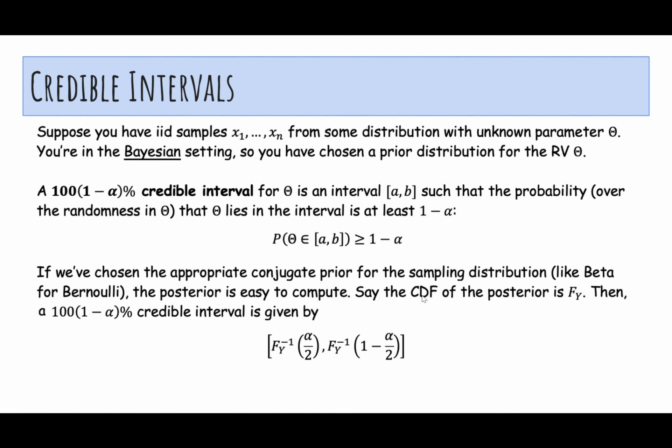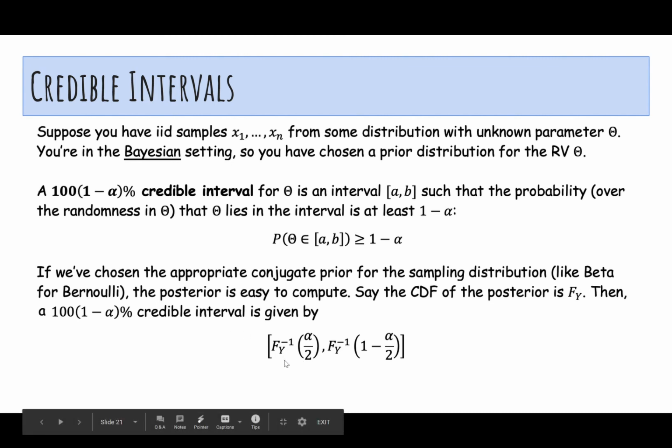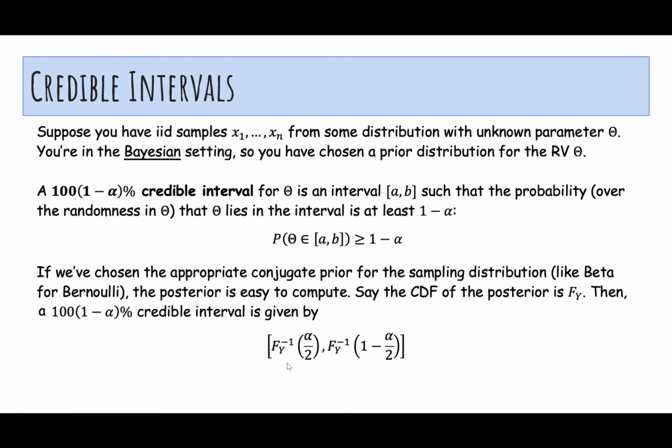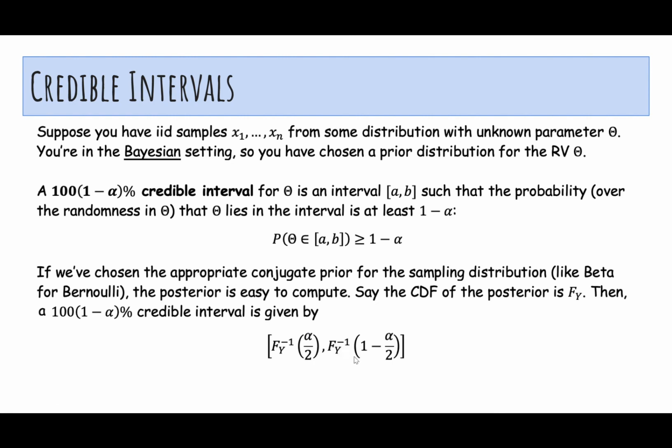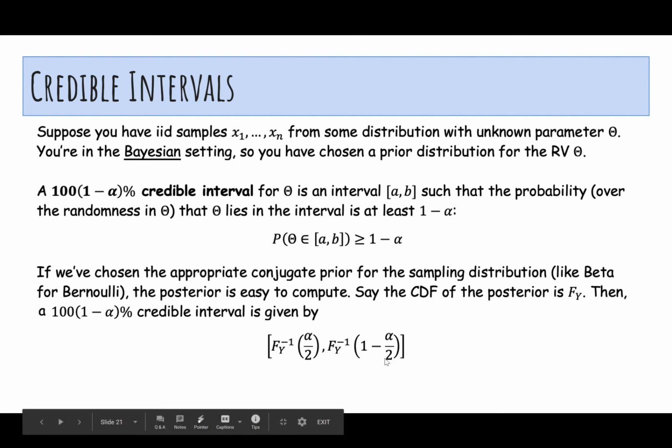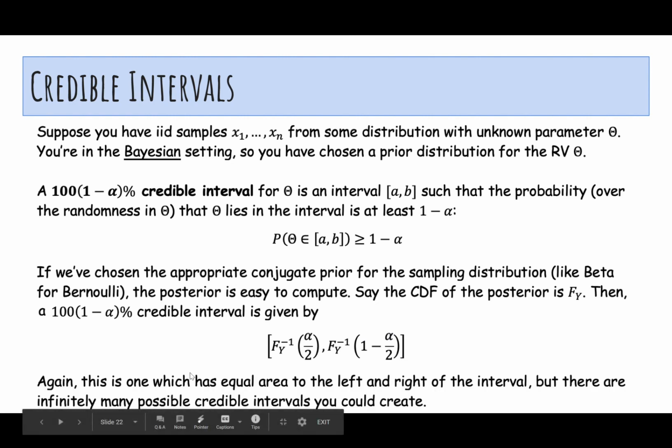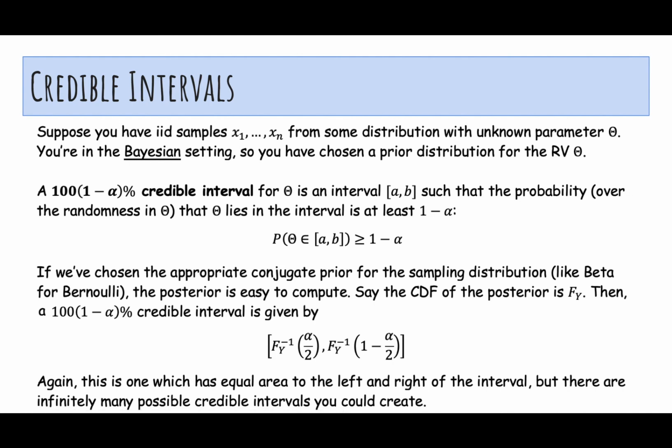Let's say that the CDF of the posterior is F_Y. Then the credible interval can be written by this formula, which is the inverse CDF of the posterior at alpha over 2. Alpha over 2 in our case was 10%. And then the right bound would just be the inverse CDF at 1 minus alpha over 2, which was 90% in our case. Again, this is the interval that contains equal area to the left and right of the interval, but there are infinitely many possible credible intervals you could create.